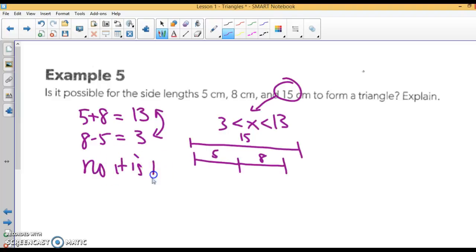It is too long. And again, when I show this in class with actual pieces of wood that show you the sides, it'll make more sense. But triangle inequality says you take two sides and add them and subtract them. And the third side has to be between those numbers.